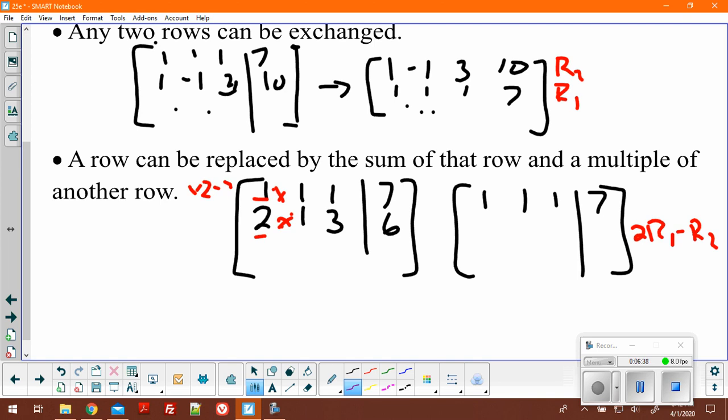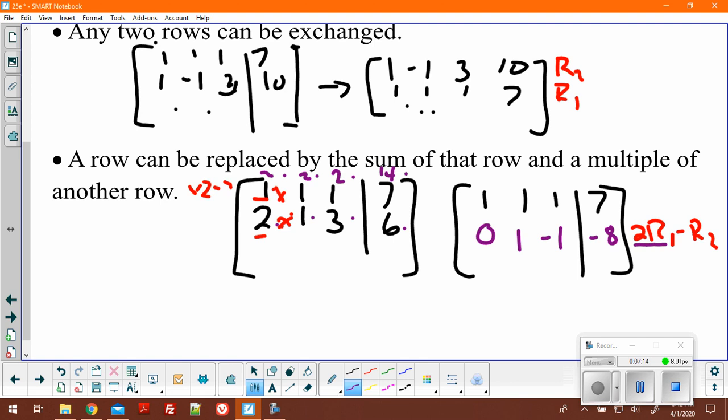If I multiply that top row by 2, I would have a 2, a 2, a 2, and a 14. So that's my 2 row 1. Subtract row 2. So 2 subtract 2 is 0. 2 subtract 1 for y is 1. 2 subtract 3 is -1. And 14 subtract 6 is -8. So I've basically mimicked a step in the elimination process and just wrote it all out as my new row in the matrix. That's basically how the process works.